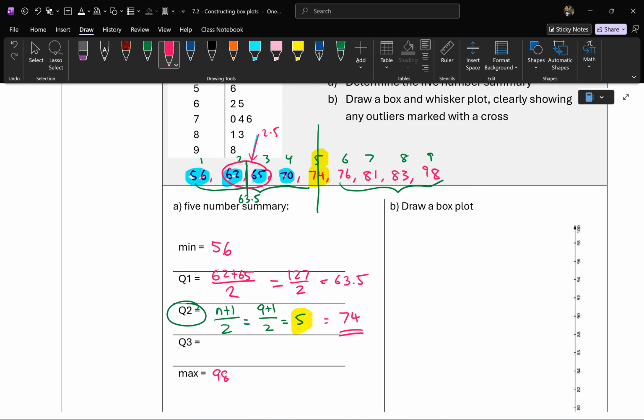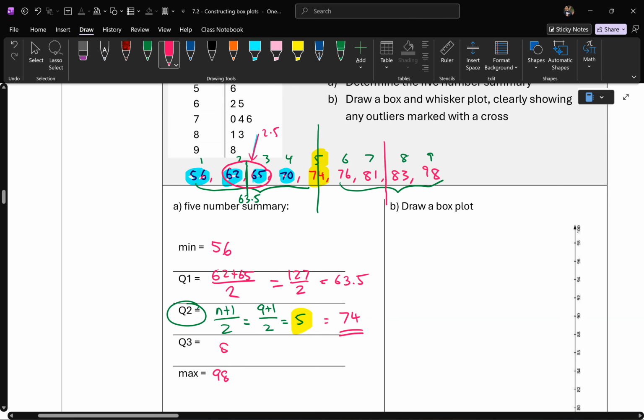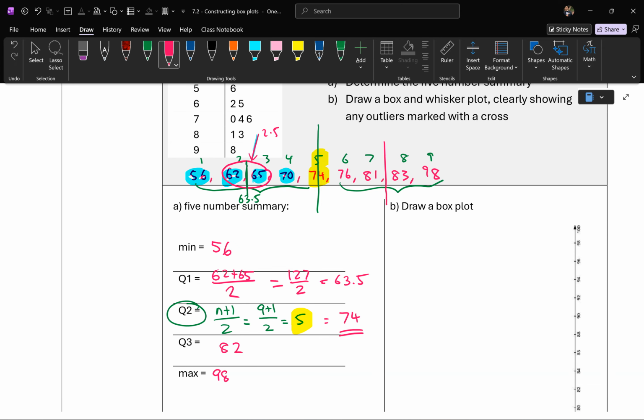Q3 is the middle of the upper half. Again, I've got 4 numbers, so it must be in the 2.5 position, between the 7th and 8th numbers. Here we go. Between 7 and 8 is 81 and 83. That one's easier. The middle of 81 and 83 is 82. So that was easier to do. Some numbers are easier and some numbers aren't. Between 81 and 83, you can see it's 82, or you could have used that technique that Jack said. That would also work.